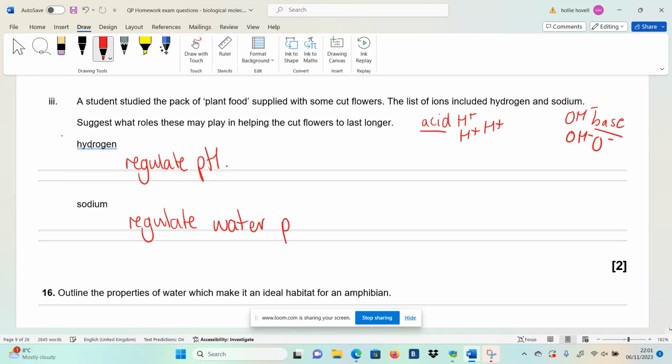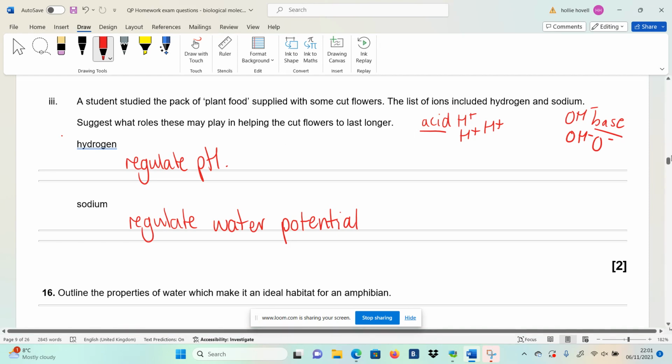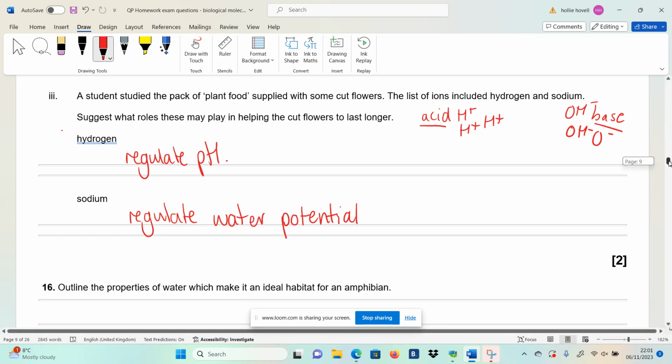Okay, so water potential is a little bit like water concentration. It's the potential of water, of how much pressure they put on the surrounding surfaces. It regulates the water potential, and I'm afraid for now you've just got to memorize what those ions do. We don't know which ions they're going to pick out to ask you about.